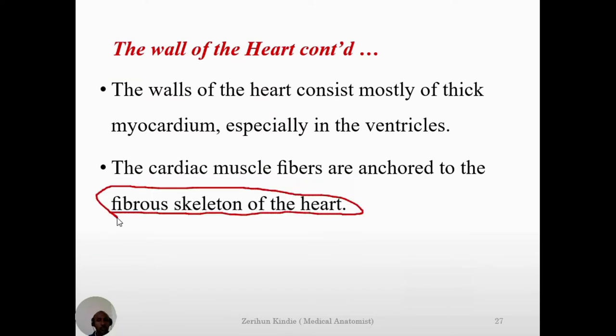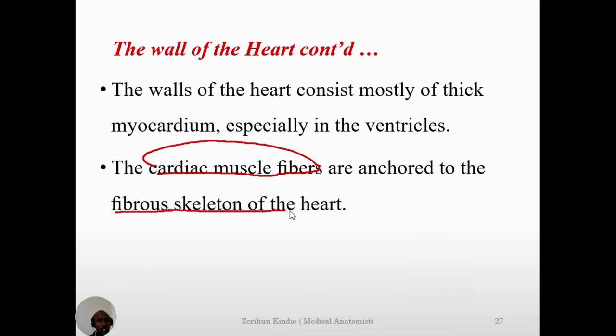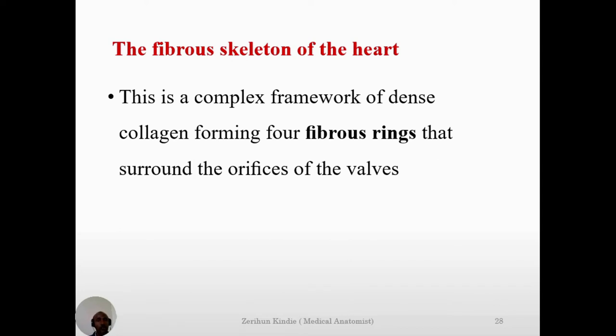In our body there is bone, but within the heart there is a skeleton. This skeleton is mainly formed from fibers. So the cardiac muscle cells attach to the fibrous skeleton of the heart, which is very important for the attachments of the heart. This complex framework of dense collagen forms four fibrous rings. These four fibrous rings are important for the origin of cardiac muscle, and are very important for the orifice of the valve.